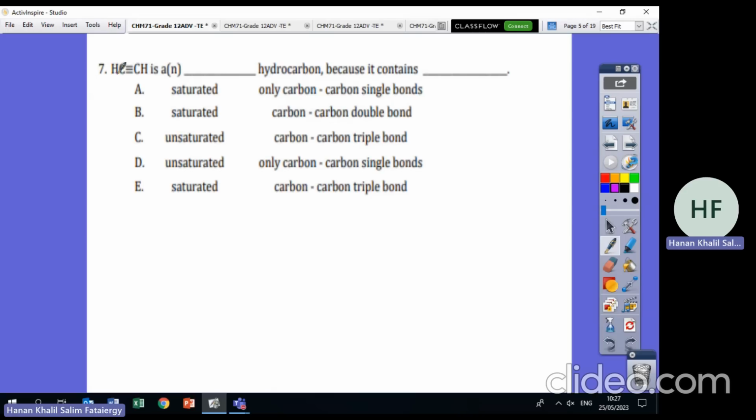Now, is C triple bond C saturated or unsaturated? Of course it is unsaturated because this is a triple bond. So the answer will be C.